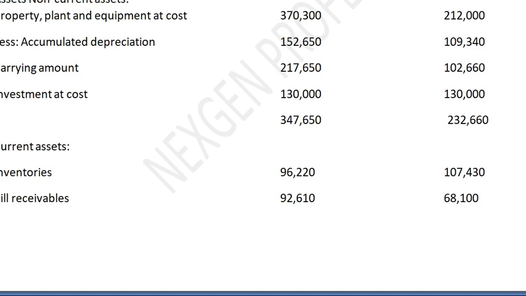Now, in this question, we were told this is inventory. We have 107,430 for 2019, and we have 96,220 as our closing for the year 2020. Meaning, remember, the closing for 2019 will be the opening for 2020. So, somebody should less 96,220 from 107,430. What do we have? 11,210. Is it a decrease or an increase? It's a decrease. Thank you.